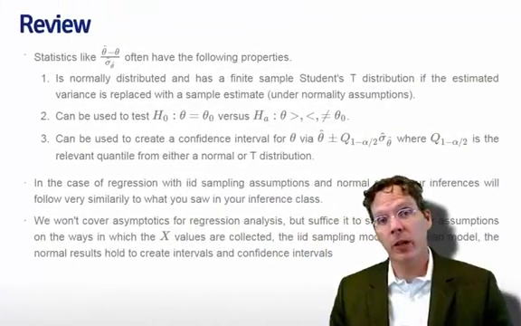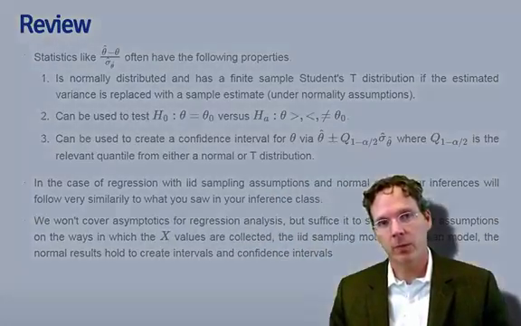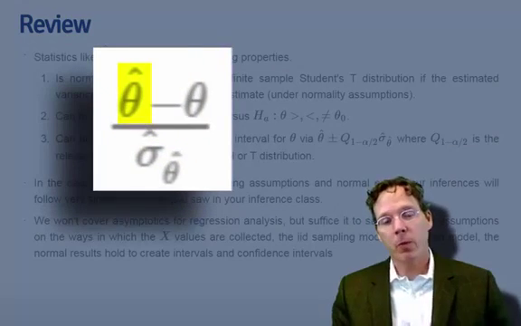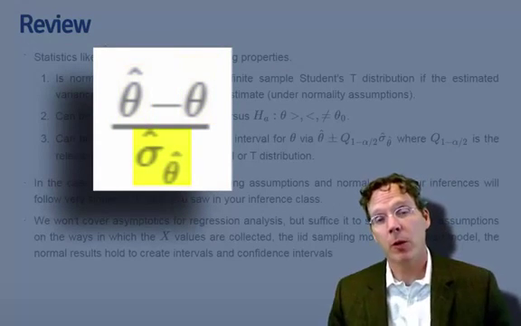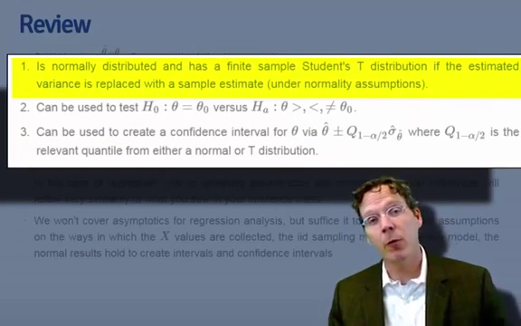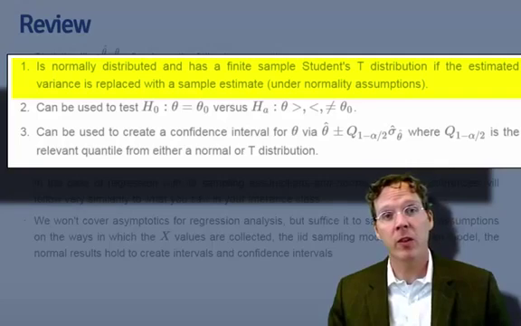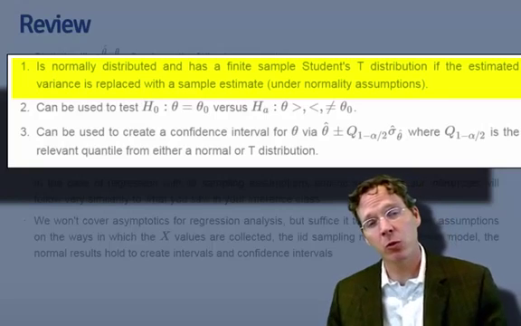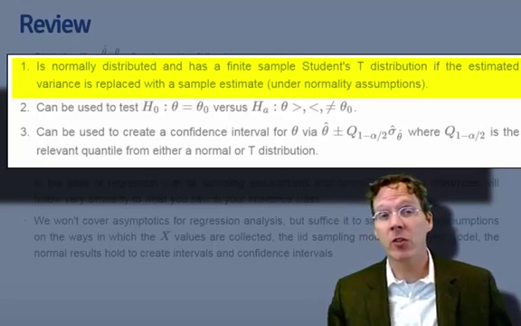Let's review a couple of concepts from statistical inference. First, statistics of the form theta hat minus theta divided by the standard error often have the following properties. First of all, they're often normally distributed. And for finite samples, if we replace the variance with the estimated variance, they often have a t-distribution. And we'll see this is true in regression context under the assumptions we've made.